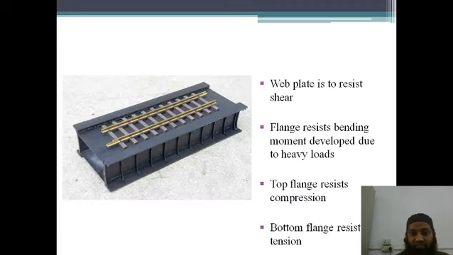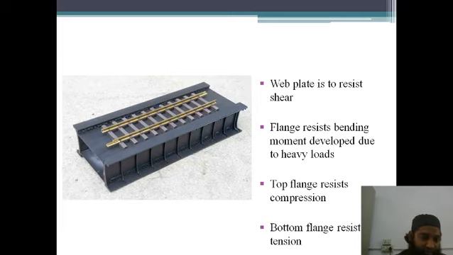You can see in the next figure also, the web plate is to resist shear. As I had told you all, because there is high possibility of shear happening here because of the external load, as there is a high amount of load coming over these plate girders, there are high chances of shear. So to resist this shear, a web plate is provided. You can see a flange resists bending moment developed due to heavy loads. So the flange is resisting bending moment.